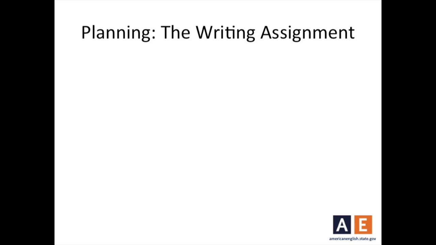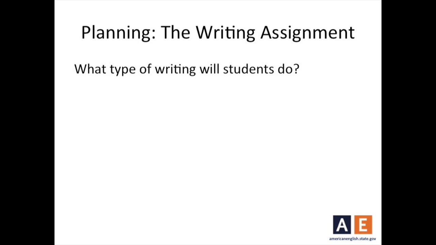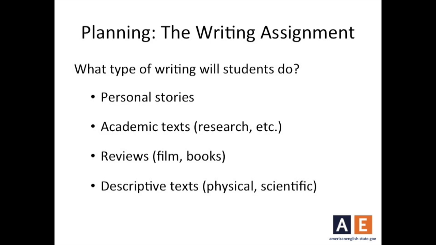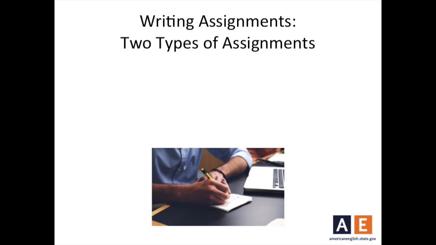In addition to thinking about the media they will use, you also need to think about what type of writing you want them to do. For example, they might want to write personal stories or something more academic such as research. They could review a film or a book or write a physical description of something, as would be assigned in science assignments. I'm going to show you some examples I like to use in my own class.